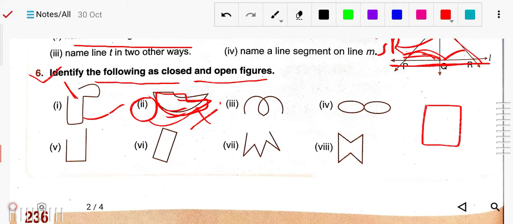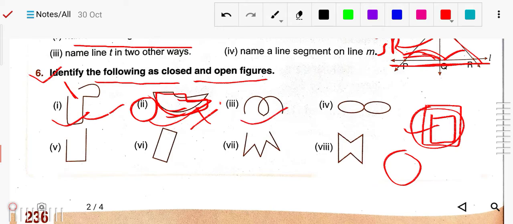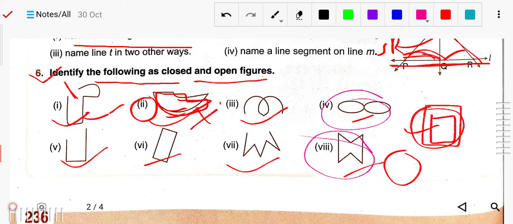For closed and open, it is very simple. It is not necessary that its boundary should be straight and all that. It should be closed, means its boundary should not be open. So here is the open, this is your open figure. Number 3 you can see open figure, number 5 open figure, number 7 open figure. All the rest are the closed figures. Very simple concept, you don't have to see curved boundary and all that.